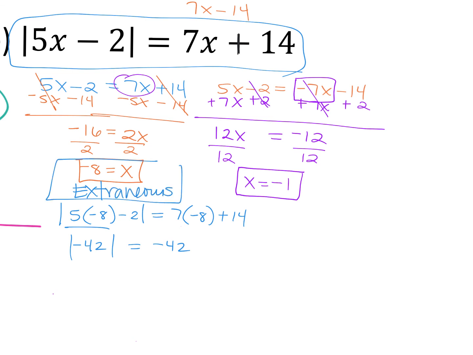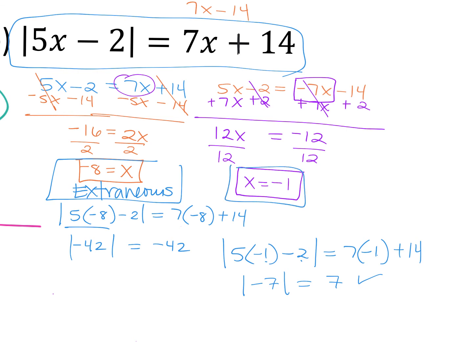Okay. Then try the negative 1. 5 times negative 1 minus 2. Take the absolute value of that. 7 times negative 1 plus 14. This is negative 5 minus 2 is the absolute value of negative 7. 7 times negative 1 plus 14 is 7. That one checks out. So your answer is x equals negative 1, and the x equals negative 8 is extraneous.